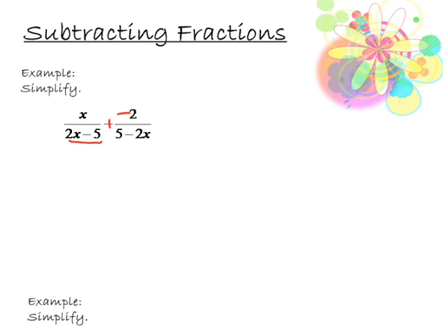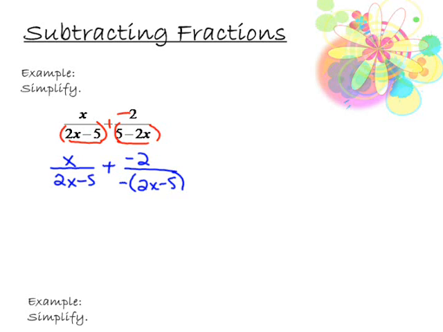Now here we want to get a common denominator. Our bottom ones are already factored. 2x minus 5 doesn't factor any further, so I put parentheses around it. 5 minus 2x doesn't factor any further. Well, I would just multiply them, except that I noticed they're opposites. So I could factor a negative out of one of them. I'm going to factor a negative out of the second one. The first one's going to stay the same. The second one's going to become negative 2x minus 5.